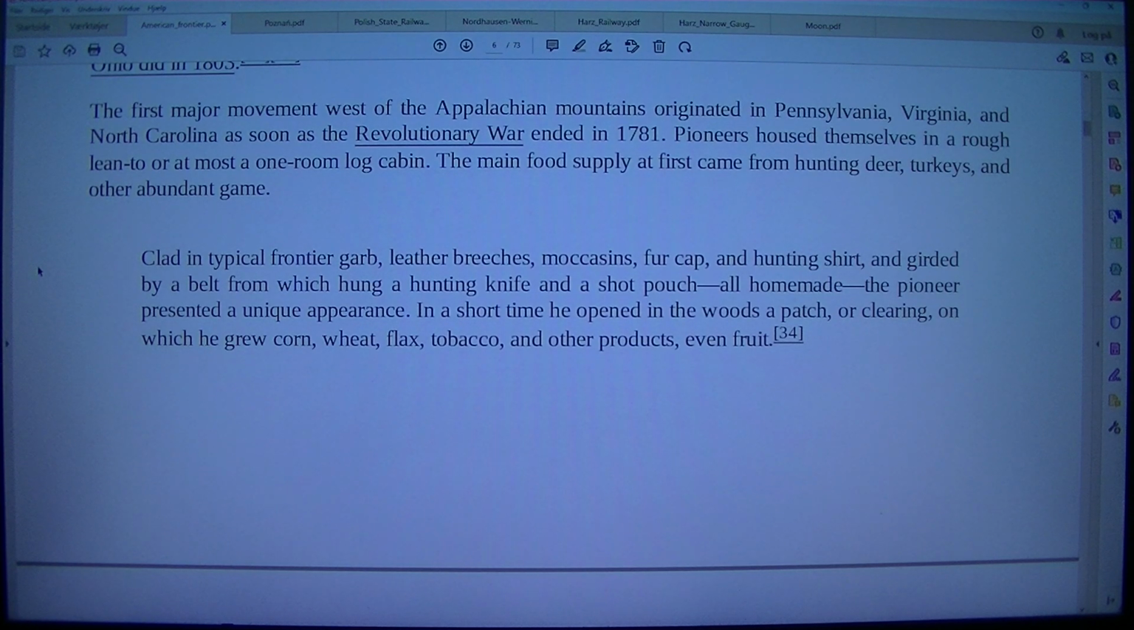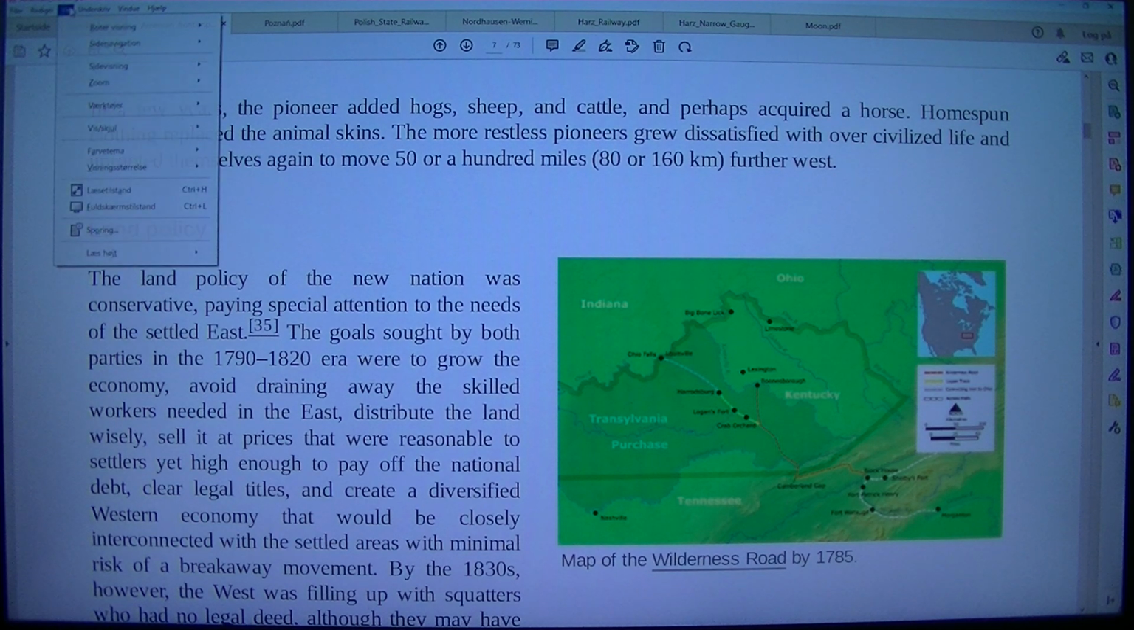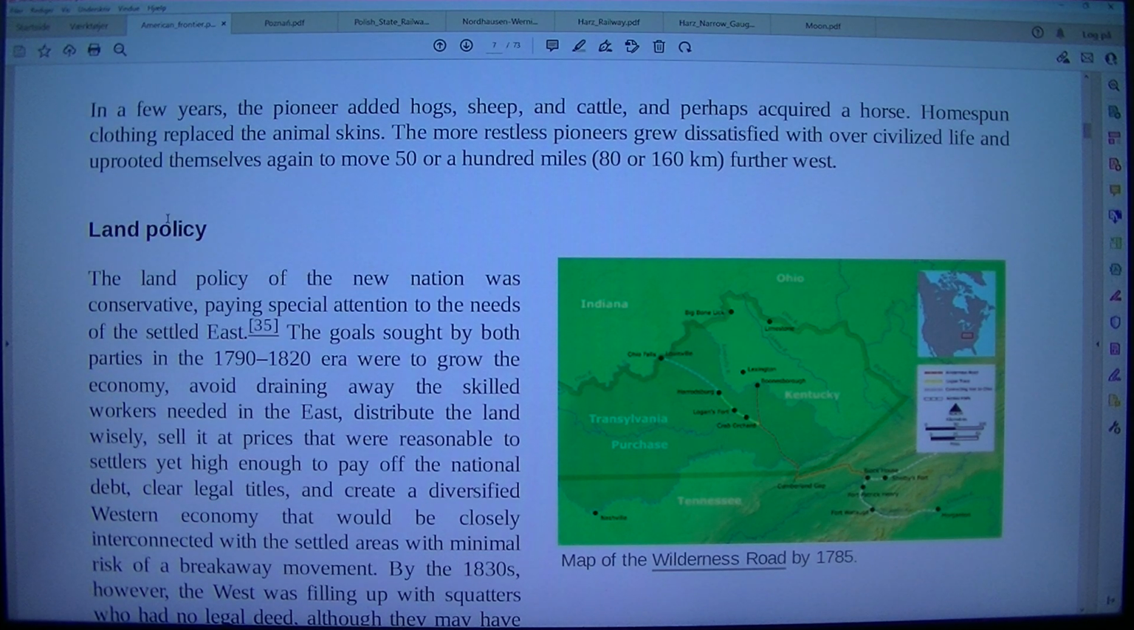In a short time he opened in the woods a patch, or clearing, on which he grew corn, wheat, flax, tobacco, and other products, even fruit. In a few years, the pioneer added hogs, sheep, and cattle, and perhaps acquired a horse. Homespun clothing replaced the animal skins. The more restless pioneers grew dissatisfied with over-civilized life and uprooted themselves again to move 50 or 100 miles, 80 or 160 kilometers, further west.